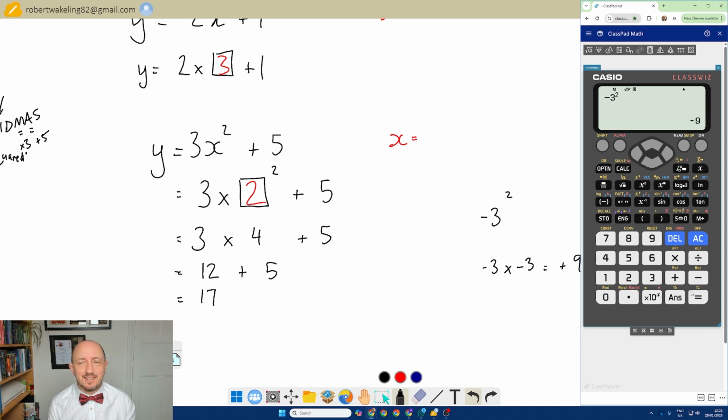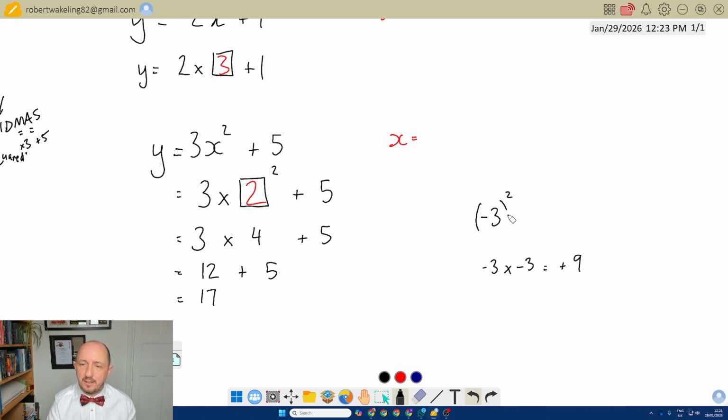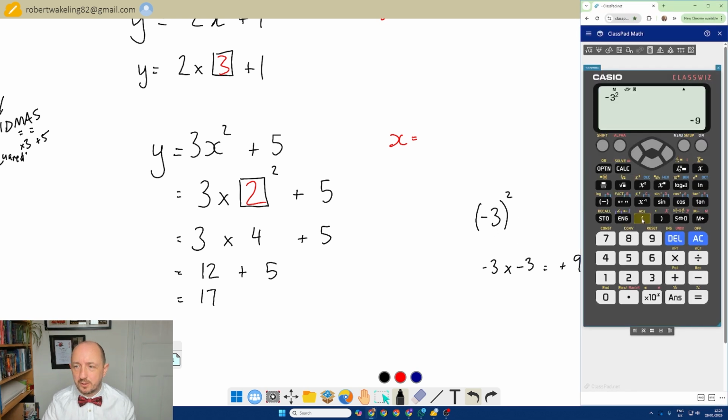Okay, and the calculator has done the right thing, but to us this looks wrong. It's done 3 squared first and then the minus of that, so minus 1 times 3 squared. If we use this button here, it still does it. So the rule for negative numbers is that you should put a bracket around them before we square them. So now if we do minus 3 squared, we get the correct answer. It's just something to be aware of when you're dealing with your negative numbers.